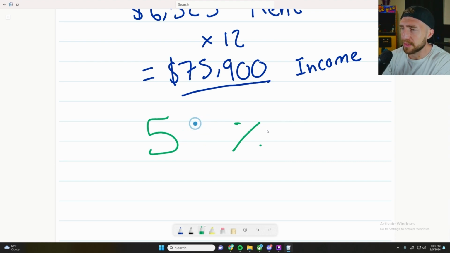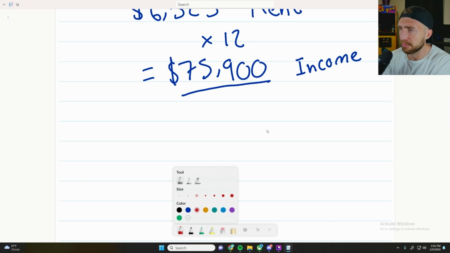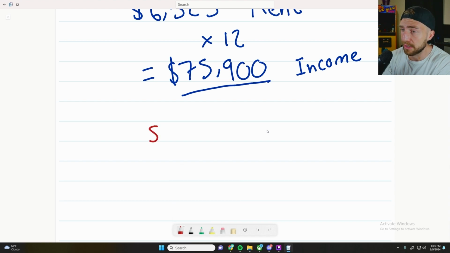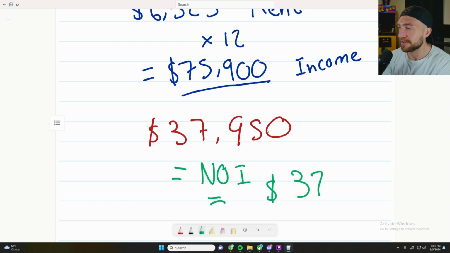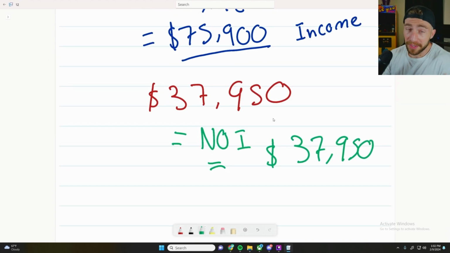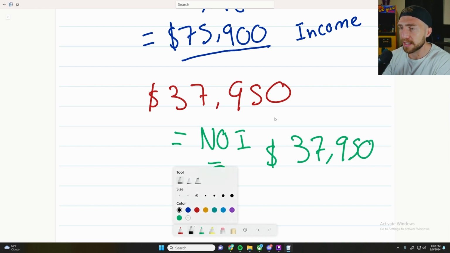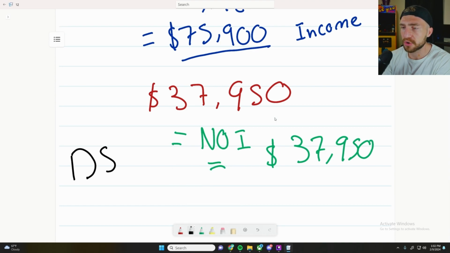So if we think that the expenses are going to be 50% of this, well, we could do some big brain math. Let's see if I can do this math in my head right now. That would be 37,950, which would leave your net operating income equal to 37,950, right? So there you go. That's a super easy way that you can calculate net operating income. But something very important to notice is that this does not include debt servicing costs. I know this is all a little bit confusing, but I'll get to this. This does not include debt servicing costs.